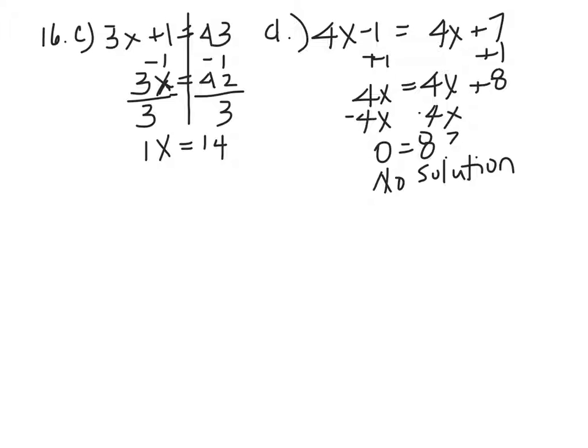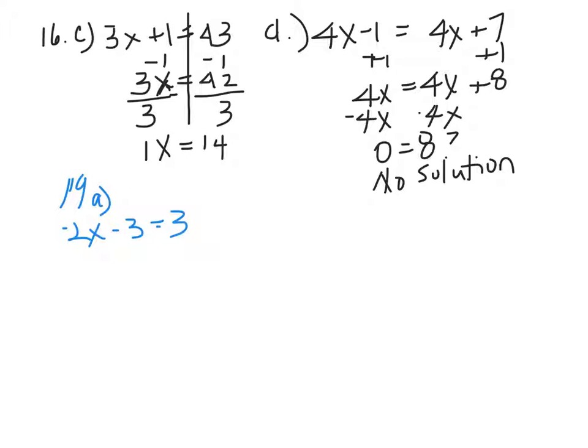Our next problem is 19. They would like us, in 19, to solve each linear equation and check our solution. So A is negative 2x minus 3 equals 3.